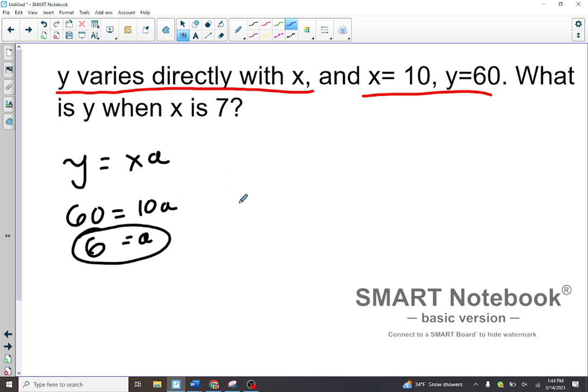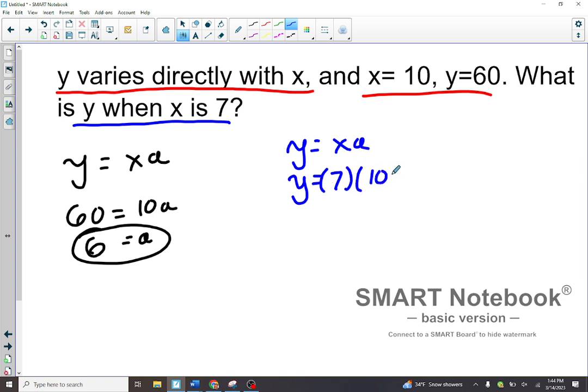Because it says, what is y when x is 7? So then the second part of your question is what is y? That's only the first part. The second part is what is y when x is 7? So y equals xa. I know this is 7, and I know this is, I'm sorry, not 10, 6. So y equals 7 times 6, 42.